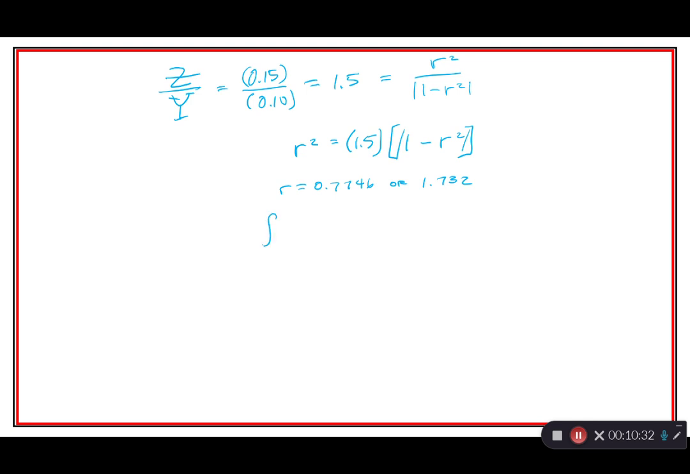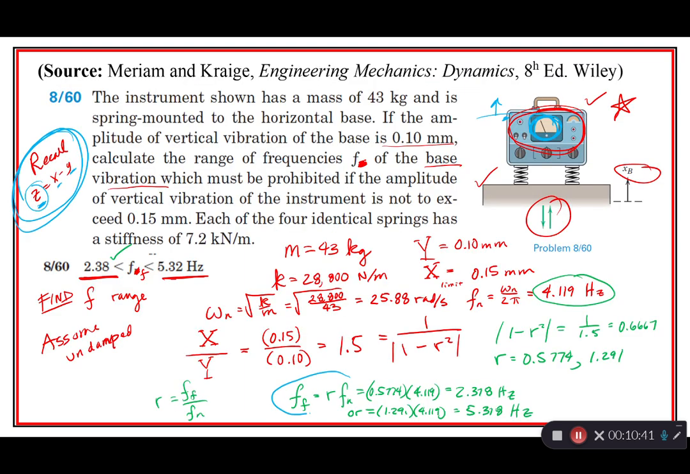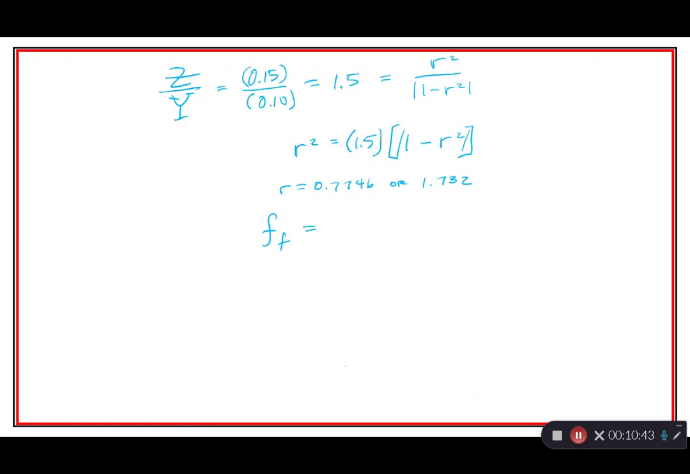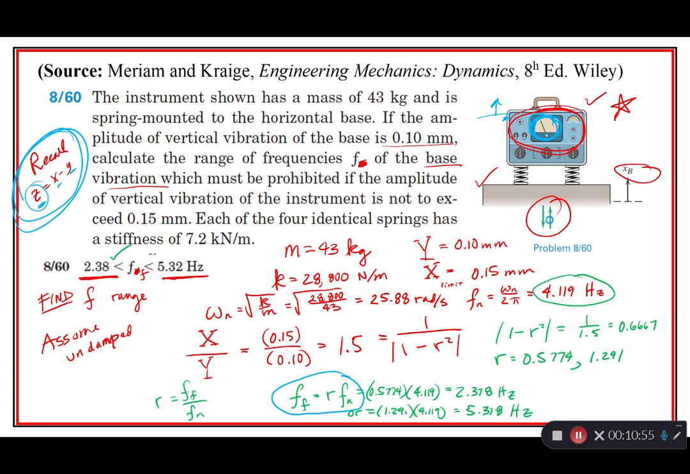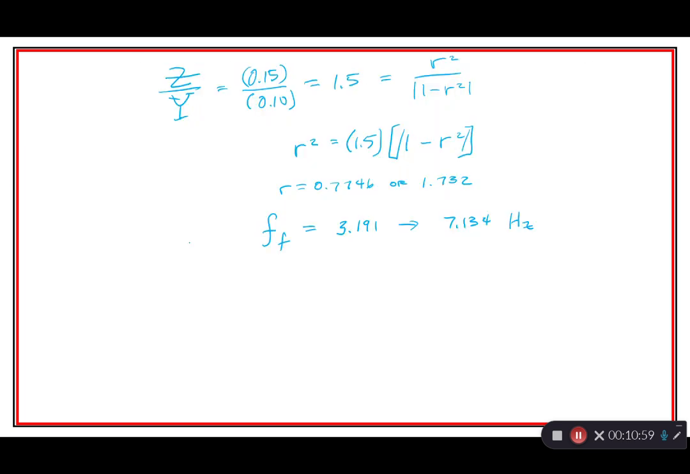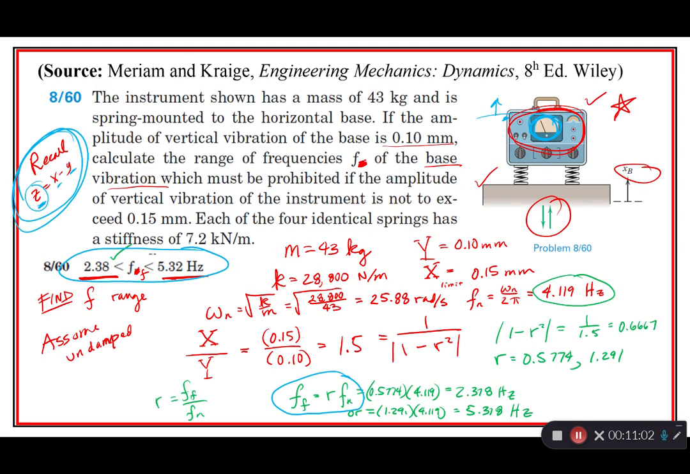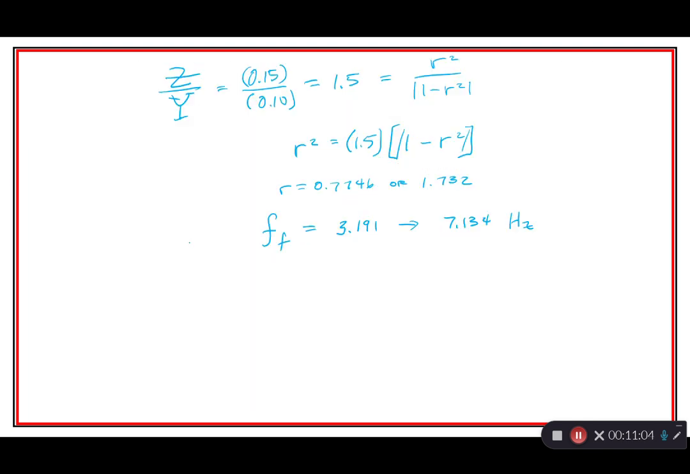But plugging those things back into the same equation right here with that natural frequency, we get a range of 3.191 to 7.134 hertz. So it's off from here. It's shifted to the right some, but we still have it within a reasonable sort of range.